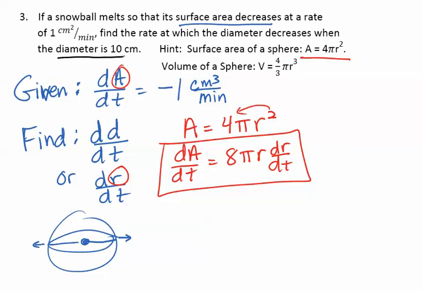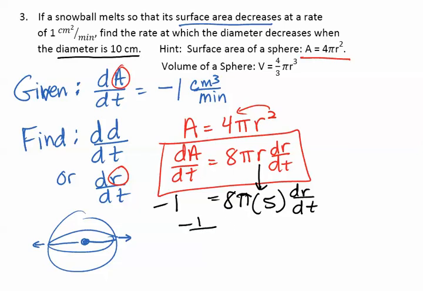And here it says we're interested in the specific case when the diameter is 10. So let's not fall for that. We know that we want to switch here to radius. So let's make that a 5 for the radius. And we were told the dA dt was -1. So if we divide both sides by 40 pi, and then let's think about the units for our dr dt.